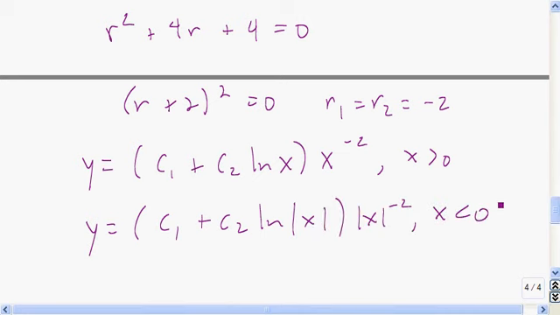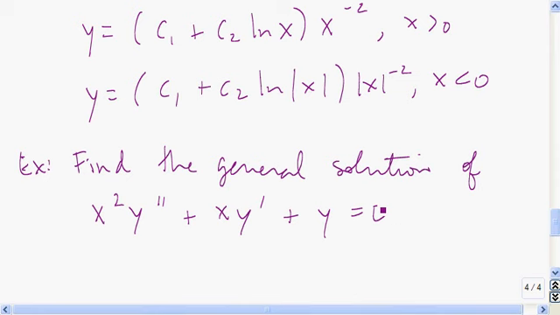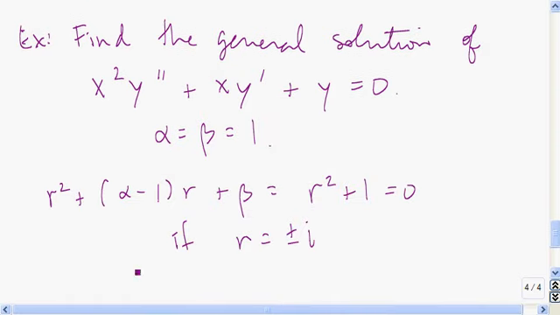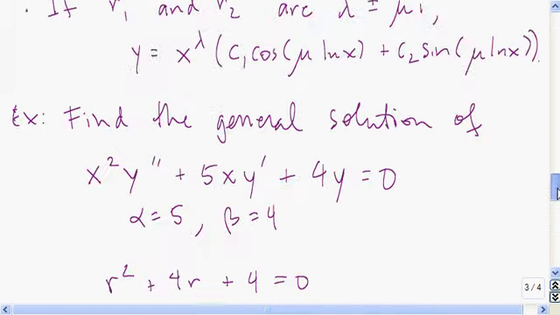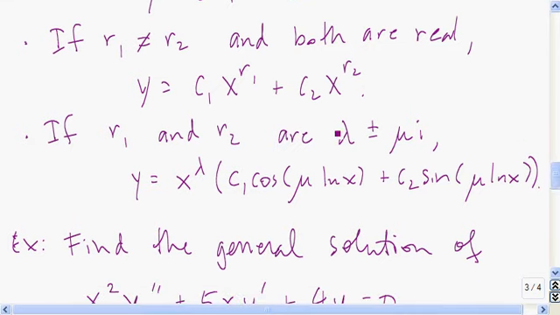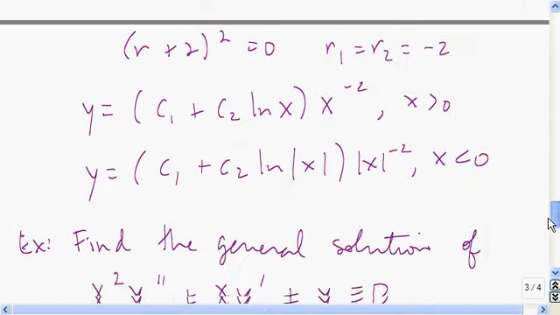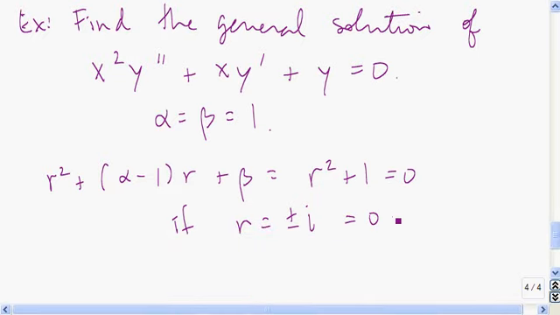All right, I'll give you one more example. Why don't you press pause and try to find the general solution of this Euler equation. In this case, alpha is 1 and beta is also 1. You should have found that r should be equal to i or -i. Then you substitute those into this right here. So we have 0 plus or minus 1i, which means lambda is 0 and mu is 1.